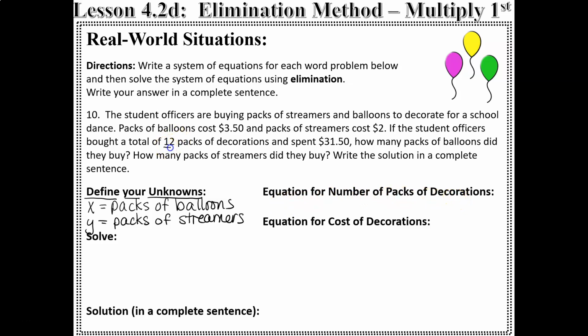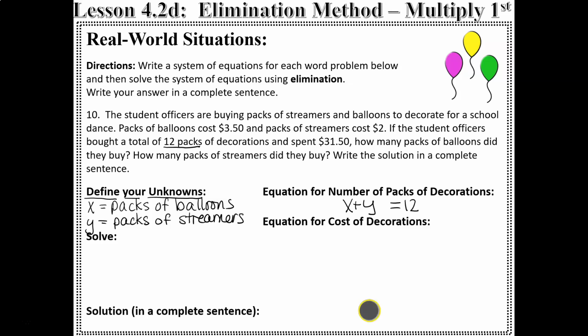Total of 12. We don't know how many of each, but we know the 12 are made up of some number of packs of balloons plus some number of packs of streamers. So that's our first equation, x plus y equals 12.